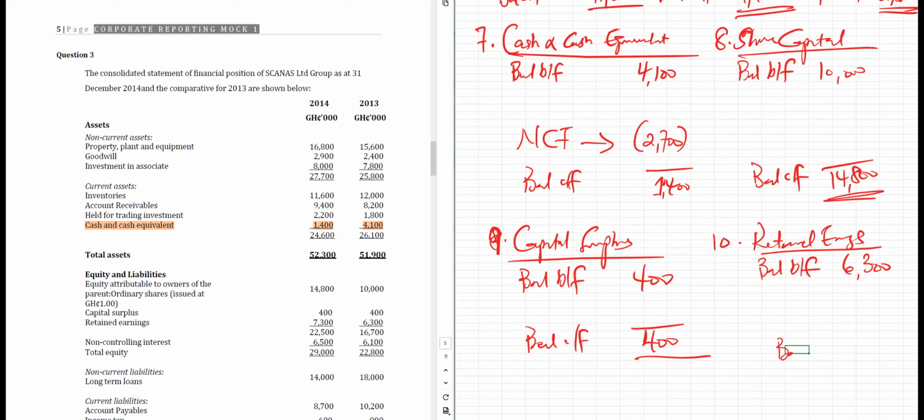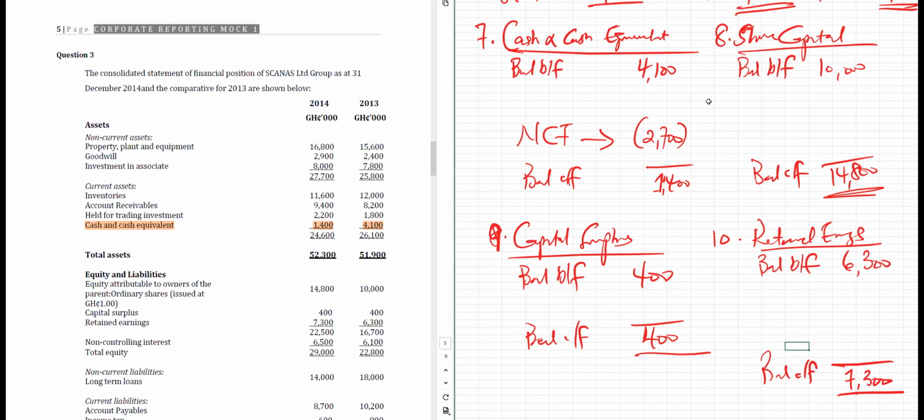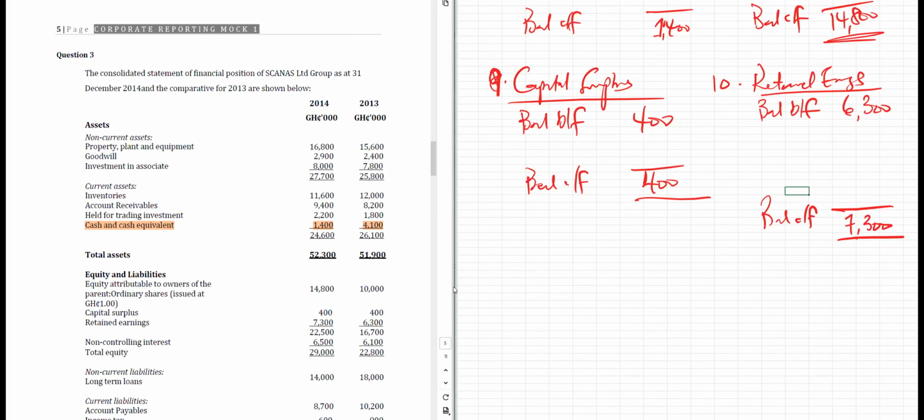Okay. So retained earnings: balance carried forward is 7,300. Then NCI, non-controlling interest, you understand. So let me just put NCI: balance brought forward 6,100, balance carried forward 65.